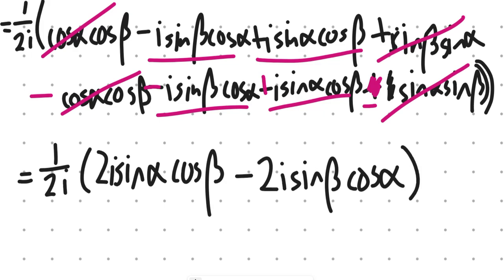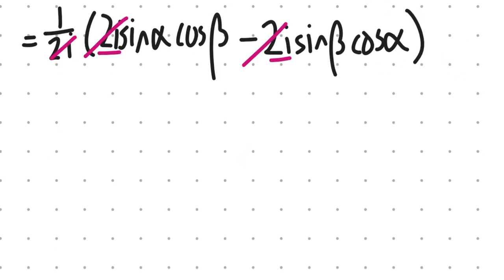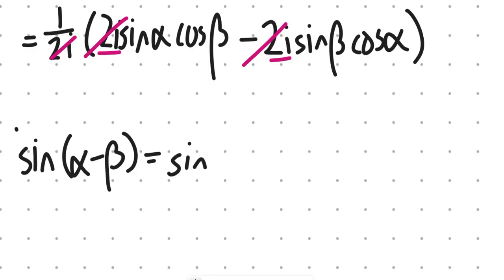Now we have 2i in every term, so we can cancel it out with the 2i in the front, since 2i is not 0. And we can now say that sine alpha minus beta is just equal to sine alpha cosine beta minus sine beta cosine alpha.